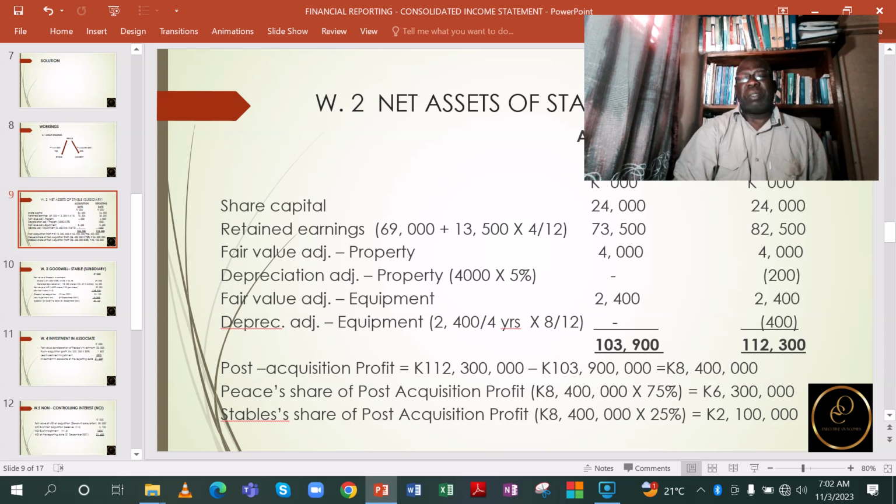It simply means that we made more profit to grow the net assets from 103,900,000 to 112,300,000. The only reason is that we made profit. So there's a profit which was created after acquisition. We call it post-acquisition profit, and we get it by getting the difference between 112,300,000 and 103,900,000, which is 8,400,000 kwacha as post-acquisition profit.